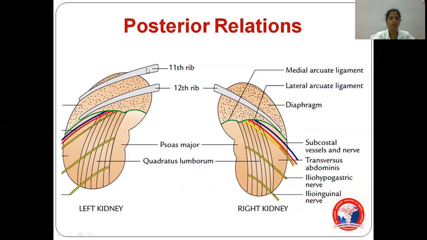Left kidney is related to 11th rib and 12th rib. The reason is right kidney is lower, so it's related only to the 12th rib. Okay. Then you can see some vessels and nerves.